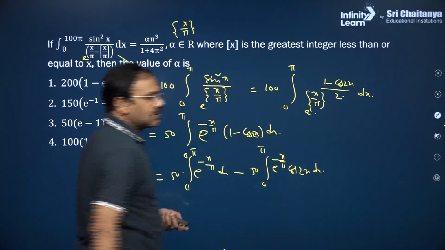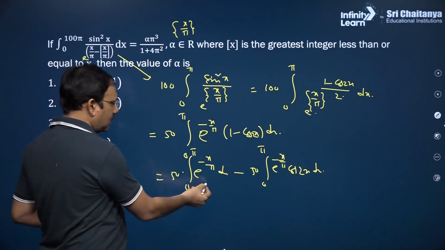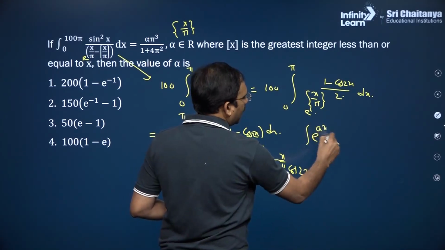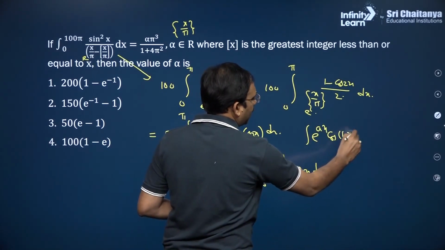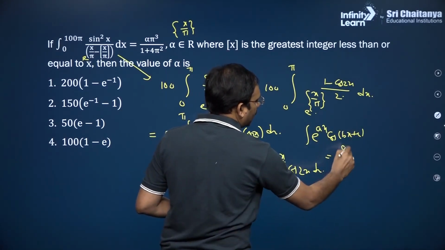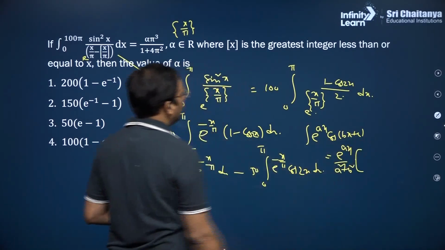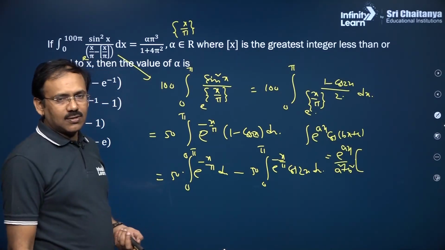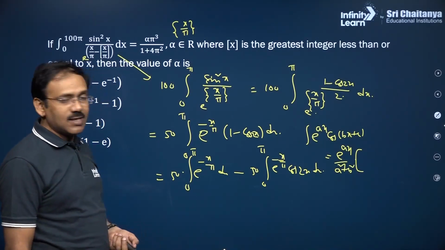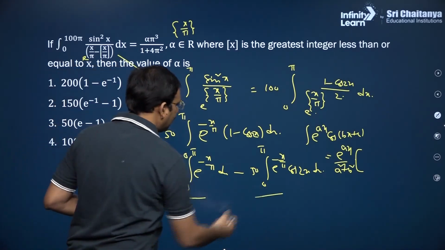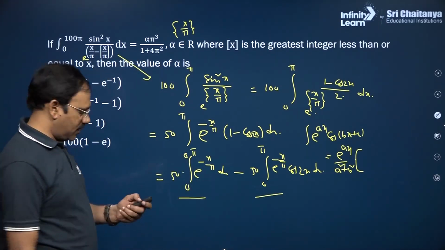So we have a direct integral formula for this: the integral of e power ax into cos of (bx plus c) is e power ax by (a square plus b square) into [a cos(bx plus c) plus b sin(bx plus c)]. If you apply this, both the integrals will be evaluated and you will get the answer, dear students.